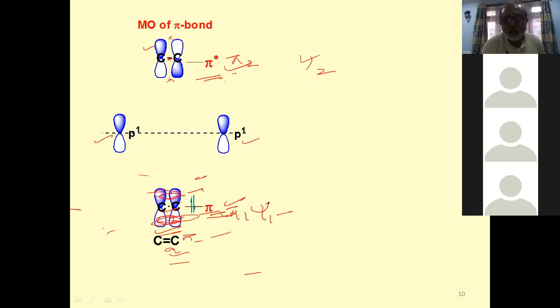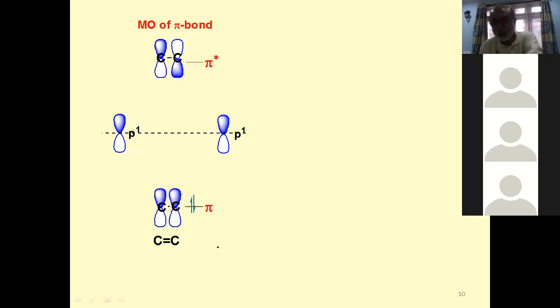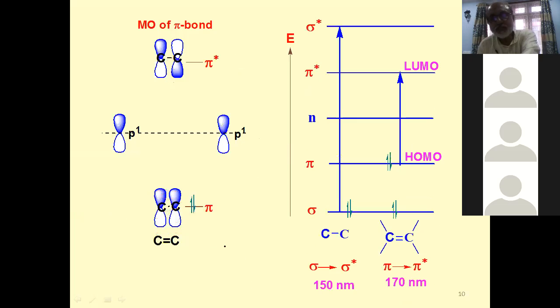The only difference is that this is of lower energy, this is of higher energy. And in the ground state, the two electrons, one electron coming from here, one electron coming from here, will both be present here. I think it is clear. Okay. Yes, sir. This can be represented.